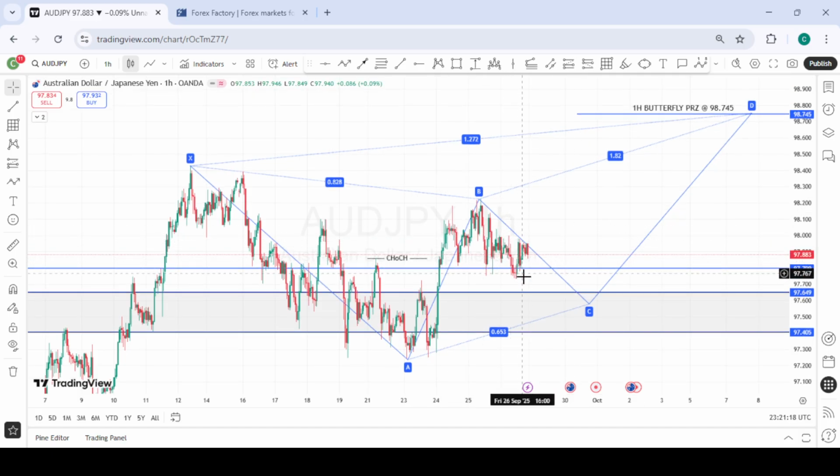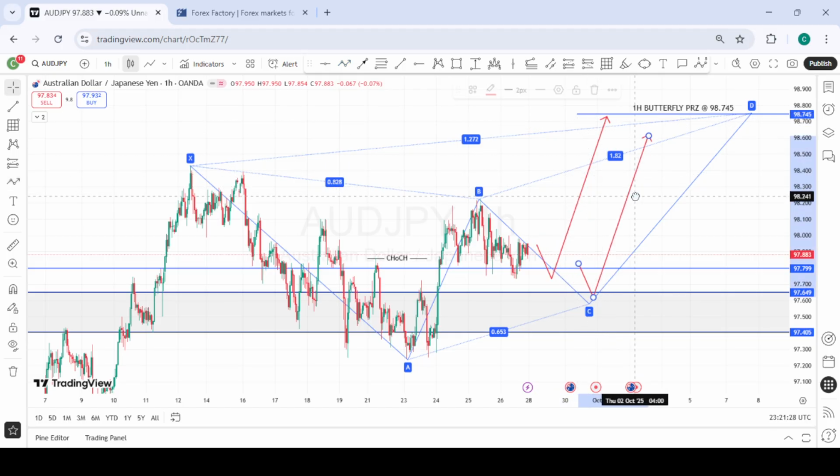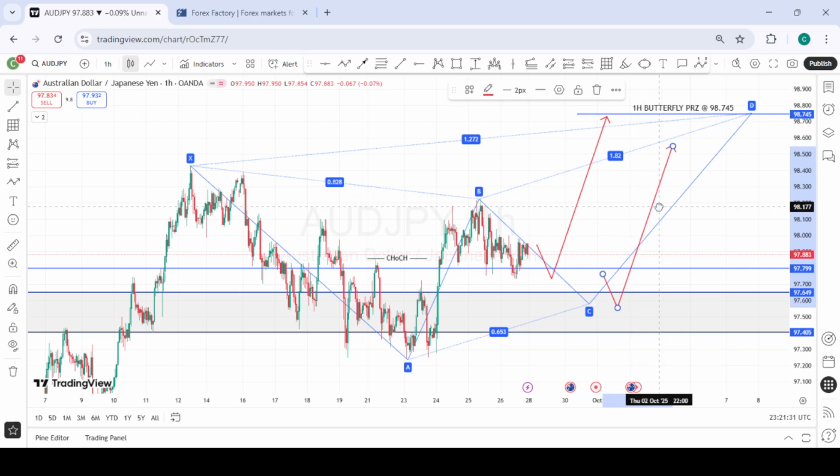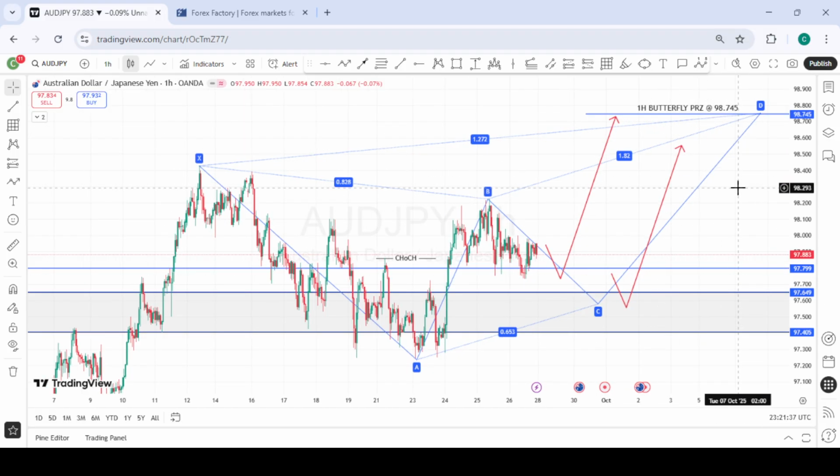Looking at the price action here, price might just give us a double bottom or a reversal pattern where it currently is, and then take the buys to the upside, or it might retrace a bit deeper into this zone, and then we can get our clear reversal patterns or buying confirmations to buy to complete this butterfly pattern on the 1 hour time frame. And so this is AUDJPY.